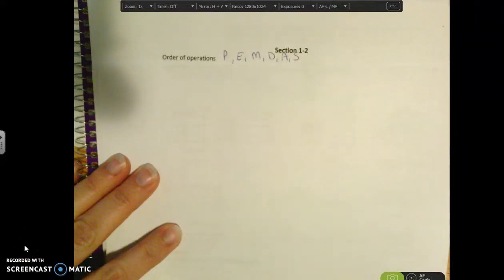All right, these are some notes for section 1-2. Again, you should be adding these to your spiral notebook, and you can use that on your test. So section 1-2 has quite a bit of information.